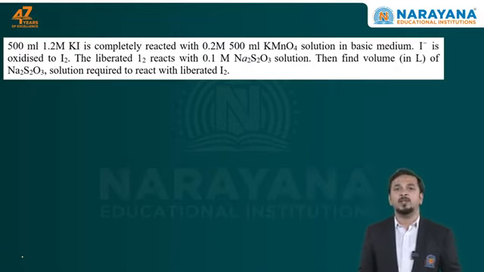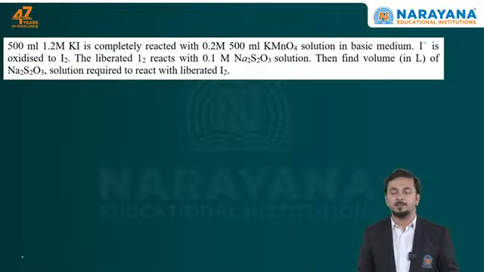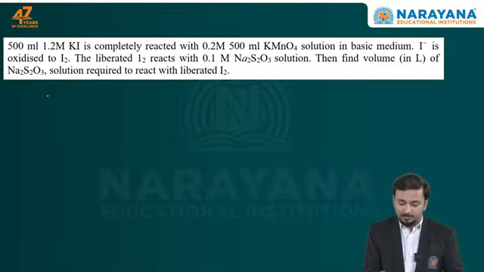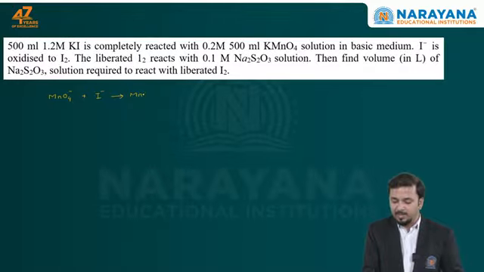This again will involve calculation, as we can directly see. So first of all, let's write the reactions. The reaction will be MnO4 minus plus I minus converted to MnO2 plus I2.